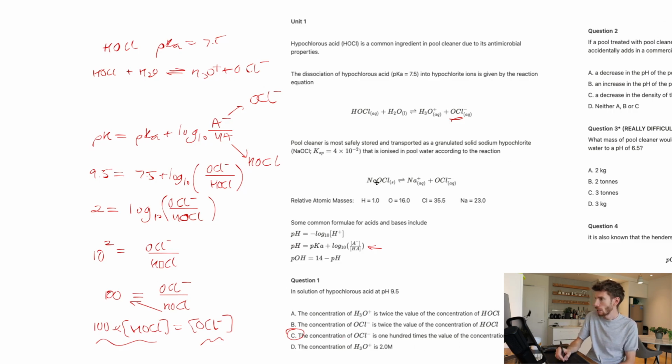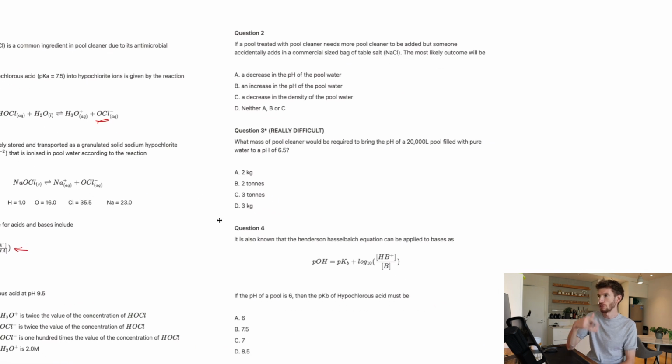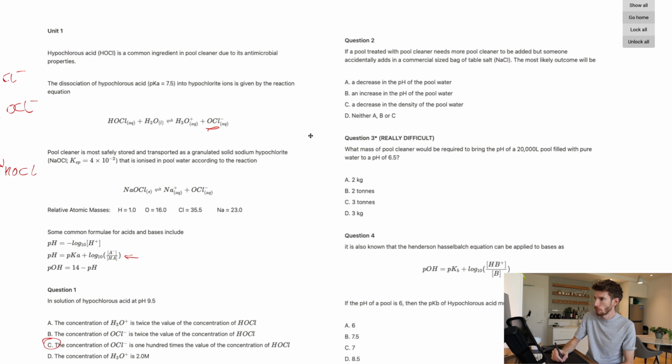Simple as that. So then question 2: if a pool treated with pool cleaner needs more pool cleaner to be added, but someone accidentally adds in a commercial size bag of table salt, the most likely outcome will be. Because there are no numbers here, this hints that it's more about proportionality or direction. In this case, that would mean I could use Le Chatelier's principle. I'm not going to have to be subbing into formulas too heavily because I don't have any numbers to help me out here.